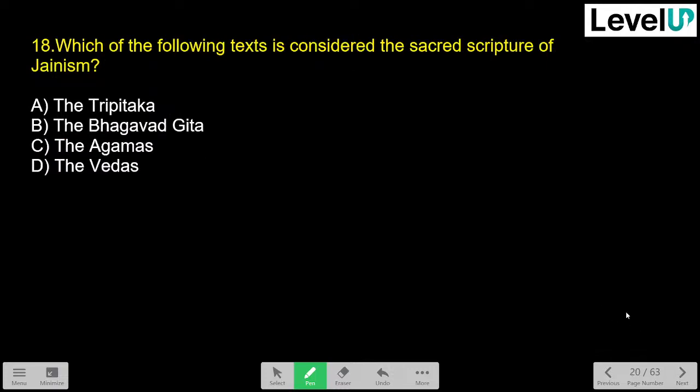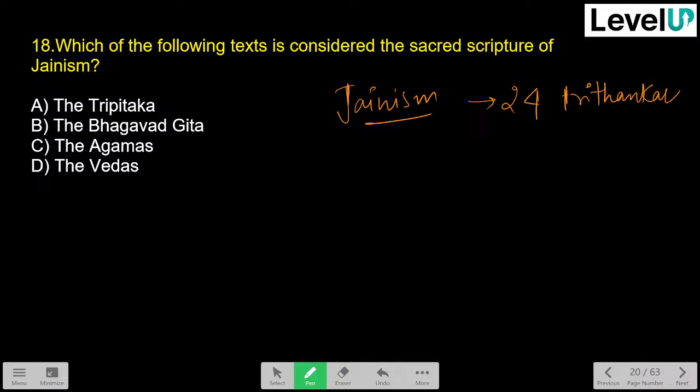Which of the following texts is considered the sacred scripture of Jainism? This is very important. Jainism is very important. Just a brief about Jainism. It has 24 Tirthankars. Tirthankars means the enlightened ones. The first Tirthankar was Rishabhnath.